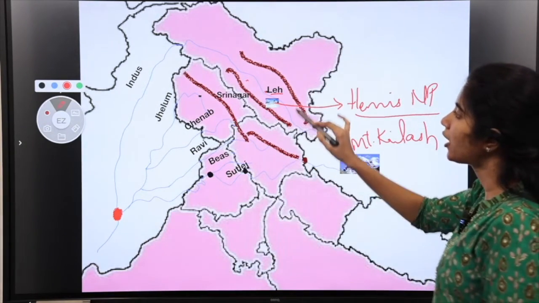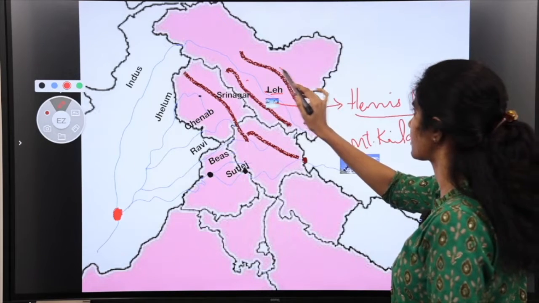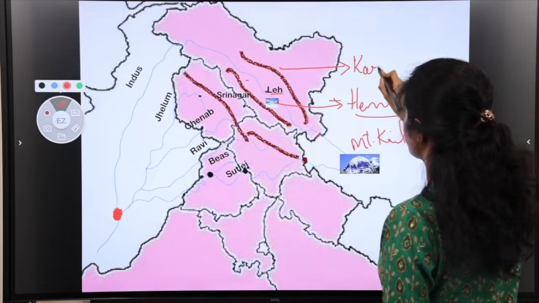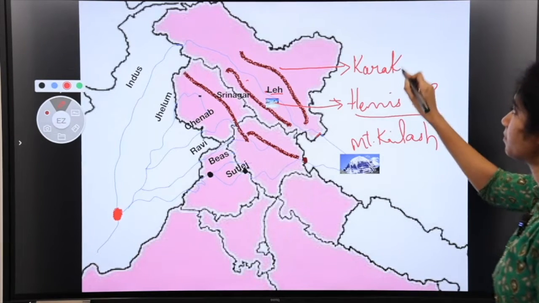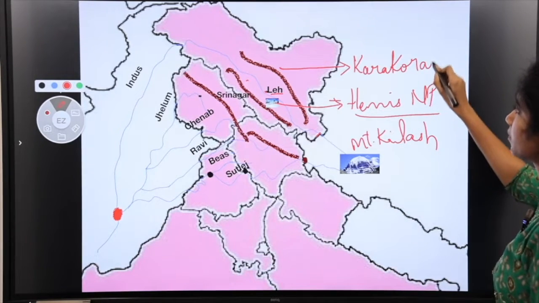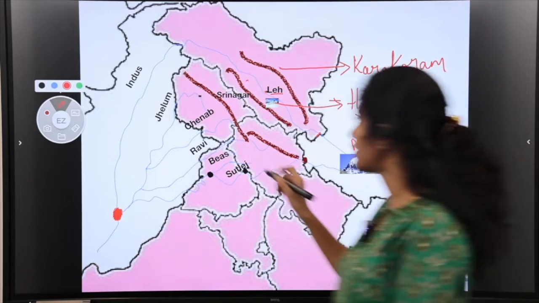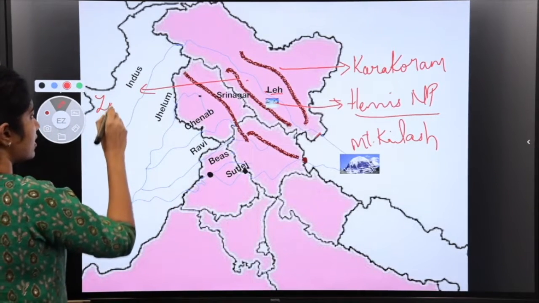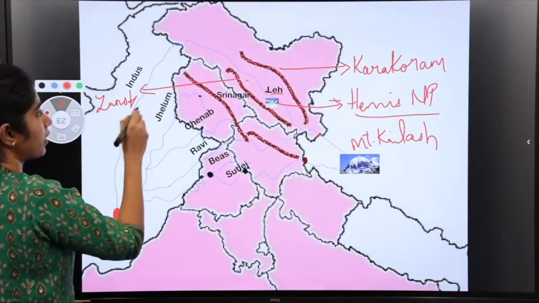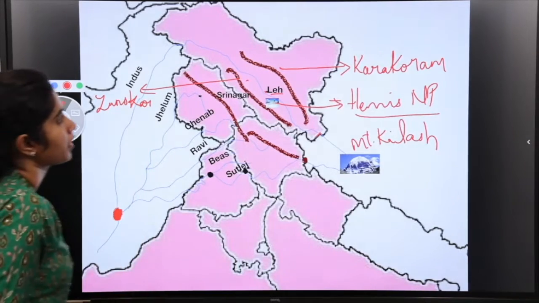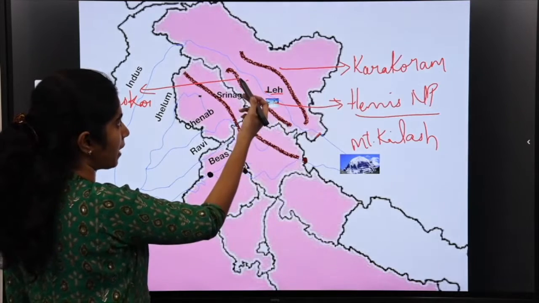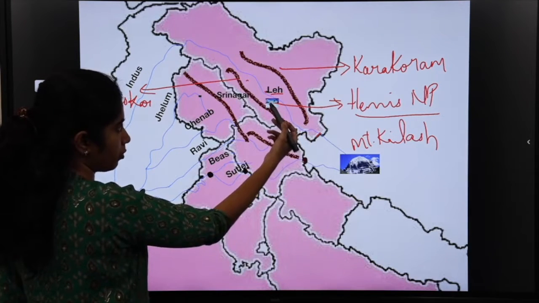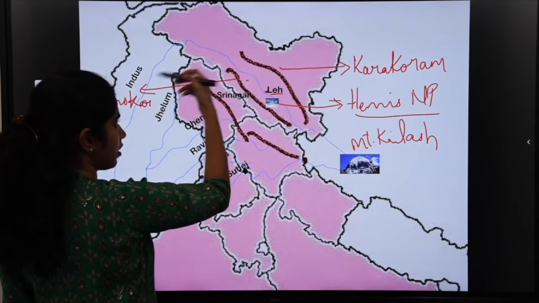And this river Indus flows between two ranges. This is the Karakoram range, and this one is the Zanskar range. So it is sandwiched between both the ranges. Then it flows on a northwest path. You can see it's flowing towards the north, moving upwards and in a western direction.